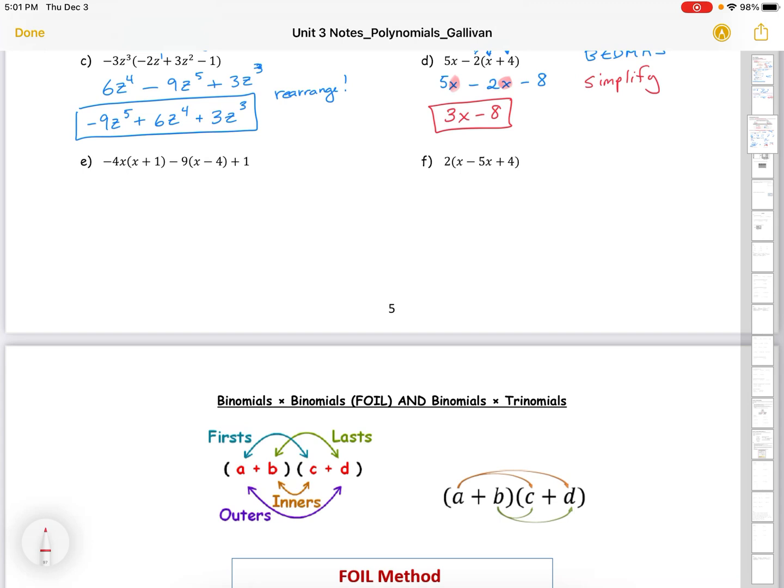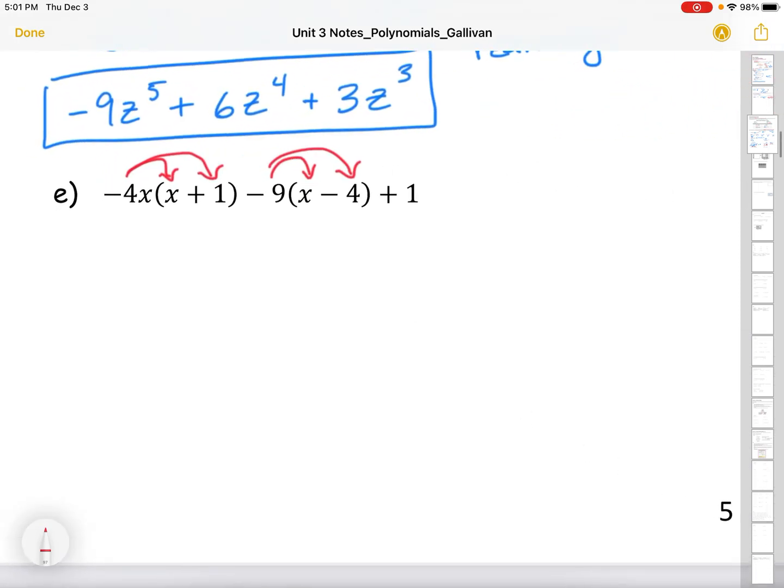Another distribution here. Now there's 2 of them, so we're going to distribute there and then distribute there. Let's make it bigger so we can see it. So negative 4x times x is negative 4x squared. Negative 4x times 1 is negative 4x. Negative 9 times x is negative 9x. And negative 9 times negative 4 is positive 36. And then we have our plus 1 at the end.